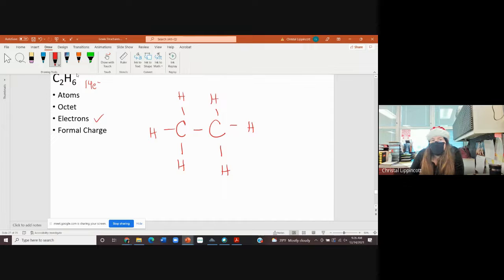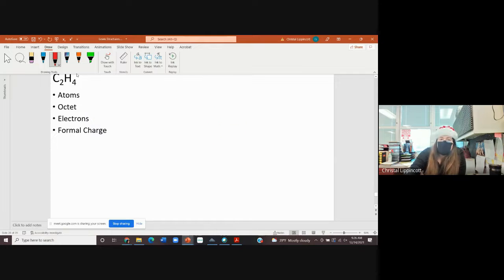We can check off our octets and make sure that they look good. This has 8 and this has 8, so we're good there. And then if we check our formal charge, our hydrogens are at 0 and our carbons are 4 minus 4. That gives it 0. Our formal charge checks out as well. Okay? See if you can draw this guy.